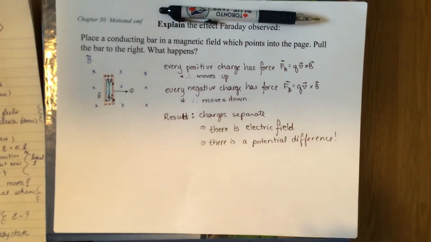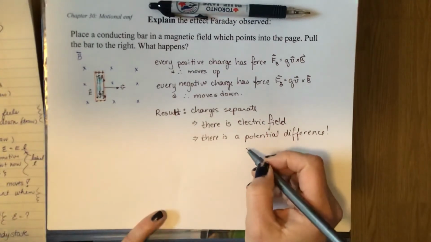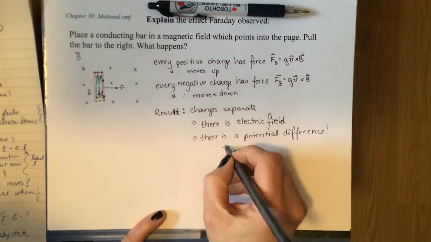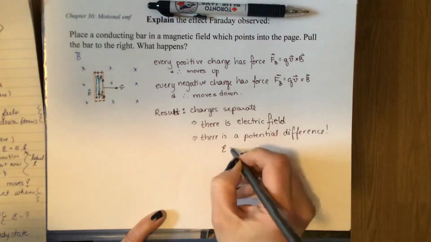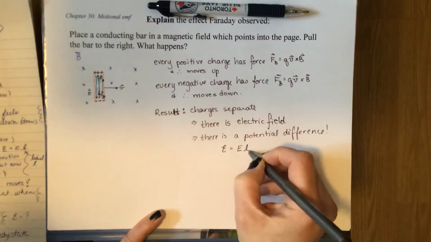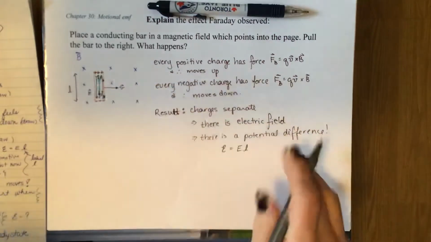So what comes next? Next we'll give the potential difference a symbol. Normally it's called delta V for potential, but the notation started here that we call that potential epsilon, and that equals the size of the potential difference, which is the electric field times the separation, and the separation is the distance from the top to the bottom, L.